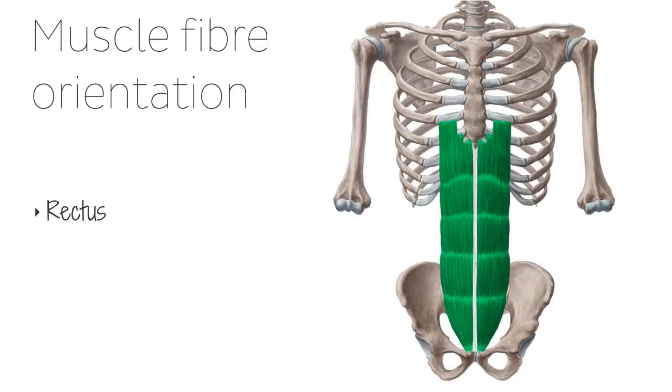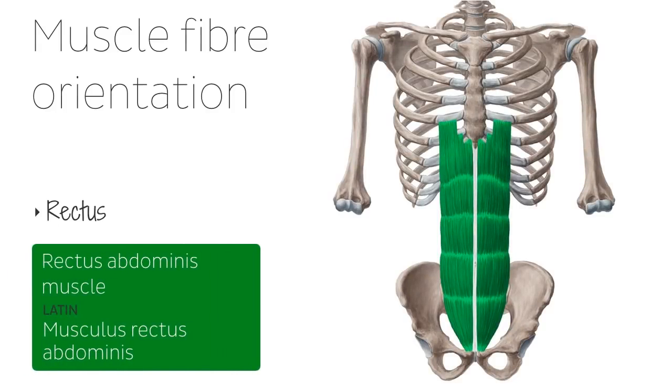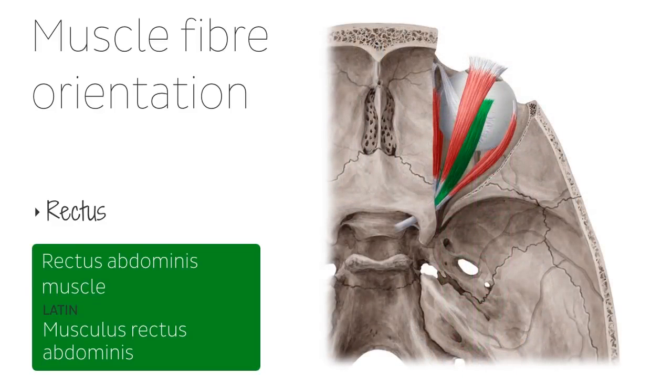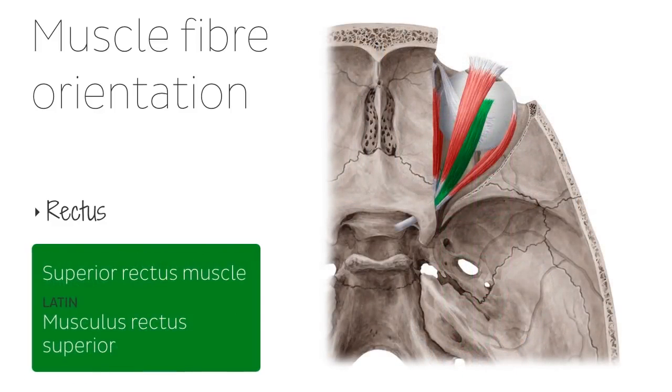And finally, the term rectus describes muscle fibers that run parallel to the midline, such as in the case of the rectus abdominis muscle, which is seen here. And the word rectus in Latin means straight and can also be used to describe a muscle that runs straight. For example, the superior rectus muscle, which is one of the 4 rectus muscles that control the movement of the eye.